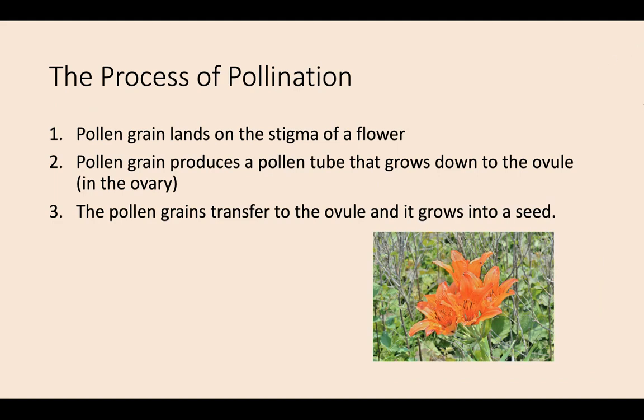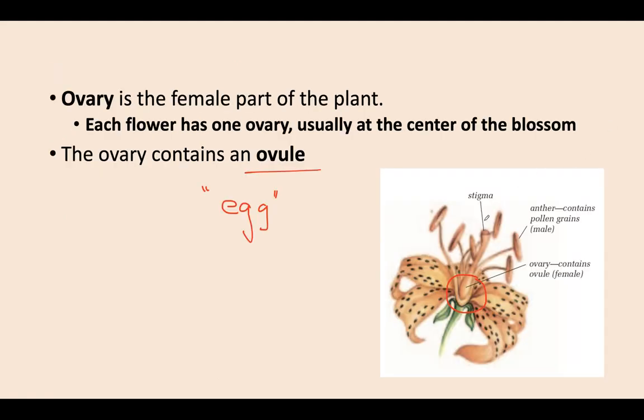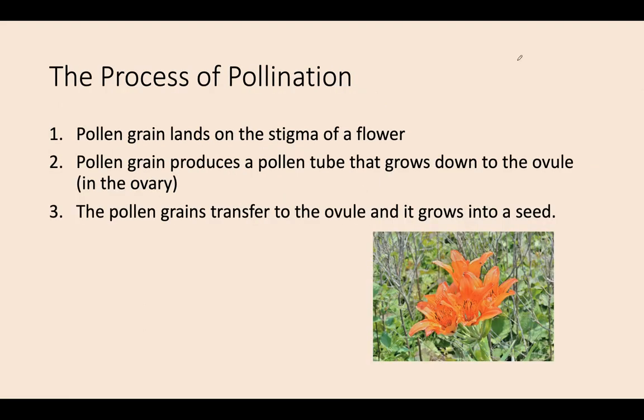So your process of pollination. The pollen grain will land on the stigma of the flower. The stigma, if you go back, is this. The stigma is going to be something that sticks up from the plant. Tulips have very clear stigmas. The pollen grain then produces a pollen tube that grows down to the ovule, which is in the ovary. Pollen grains transfer to the ovule and it grows into a seed.